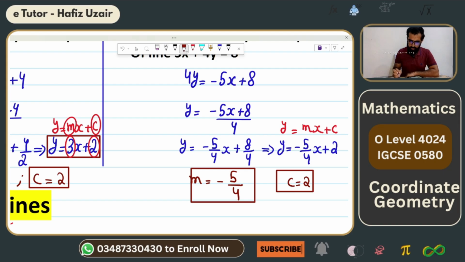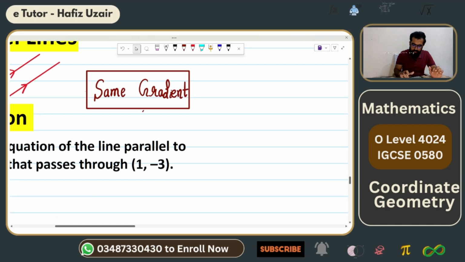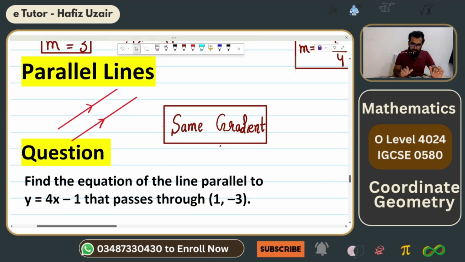C will be equal to 2. That's all about how to find the gradient and y-intercept from the equation of a line. So now let's move to the next concept, which is also very important, and that is the concept of parallel lines.